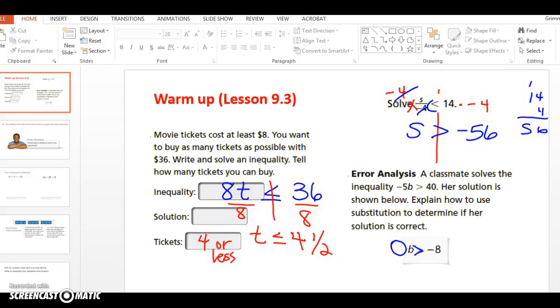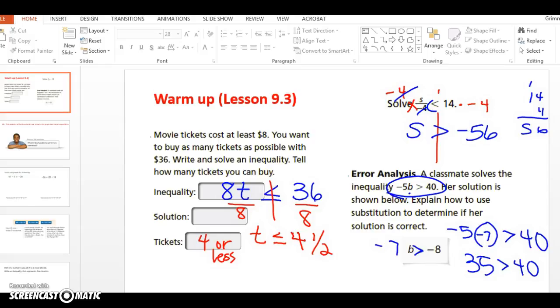And then they want you to substitute it, meaning put it back up in here. So -5 times 0, is that greater than 40? -5 times 0 is 0. Is that greater than 40? No. So that's why we know her solution is incorrect, because that doesn't work. Okay, I could put any number in there I wanted. You guys told me -7 a second ago. Okay, if I put in -7 and I put in -7 here, 5 times -7 is a positive 35.